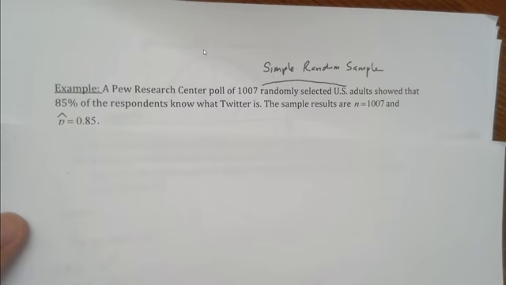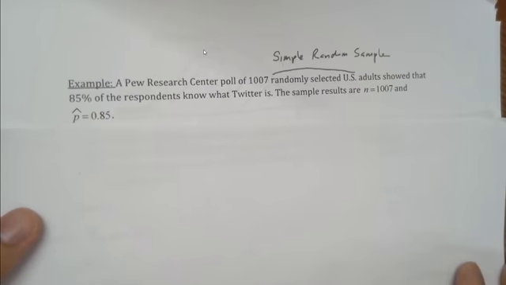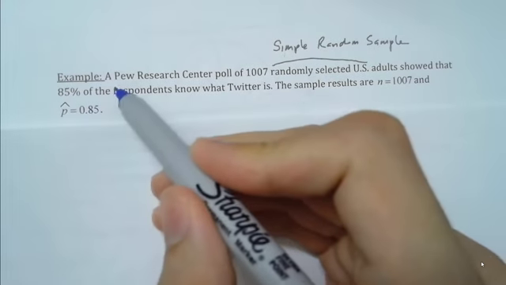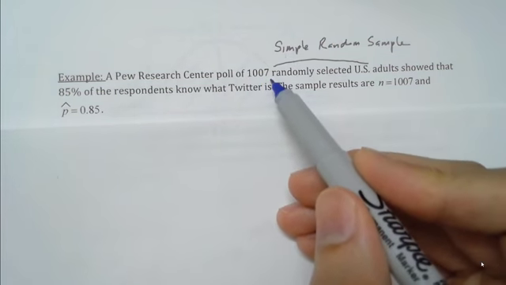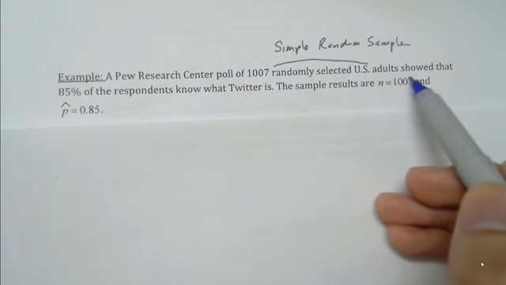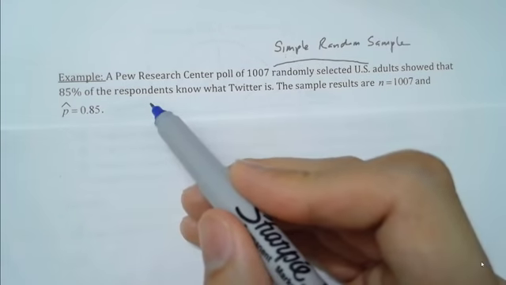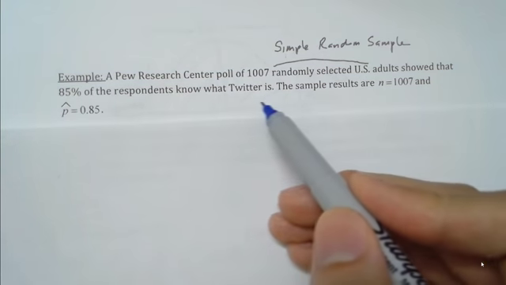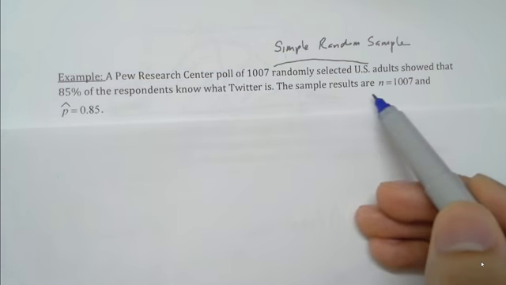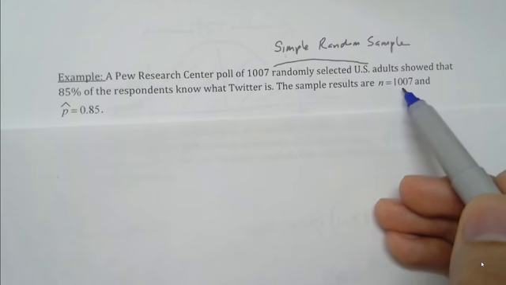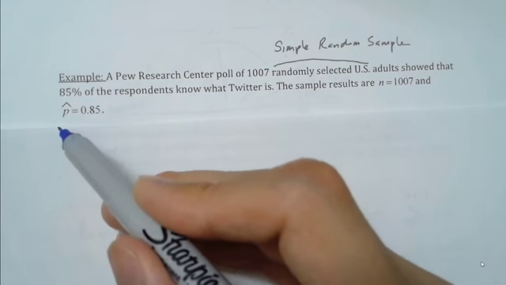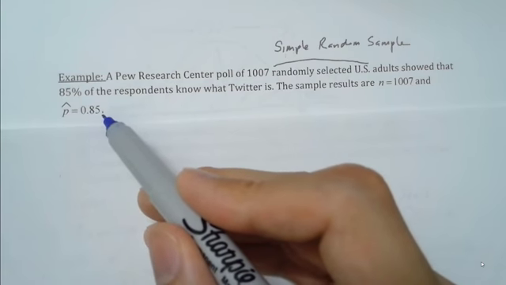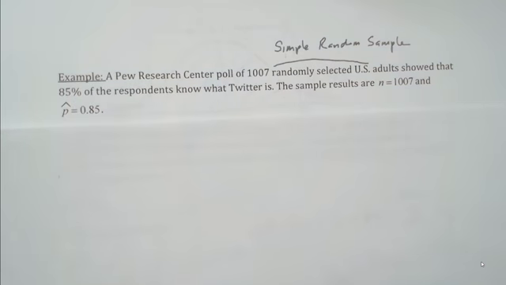Okay, let's go over the first example of how to construct the confidence interval. A Pew Research Center poll of 1,007 randomly selected US adults found that 85% of the respondents know what Twitter is. The sample results are n equals 1,007 people, and the point estimate, the sample proportion P hat, is 0.85 because we have 85%, which in decimal is 0.85.